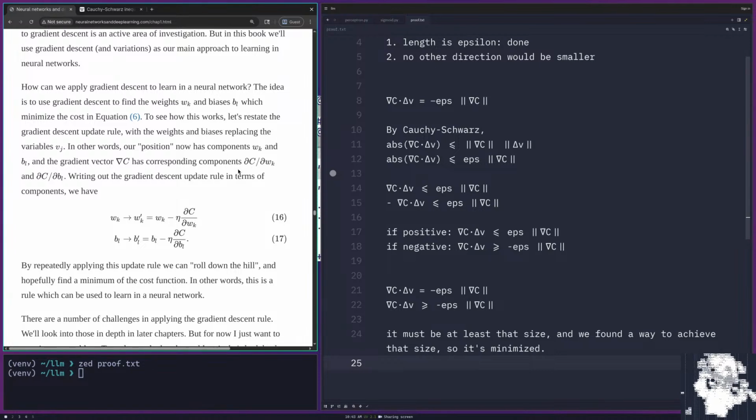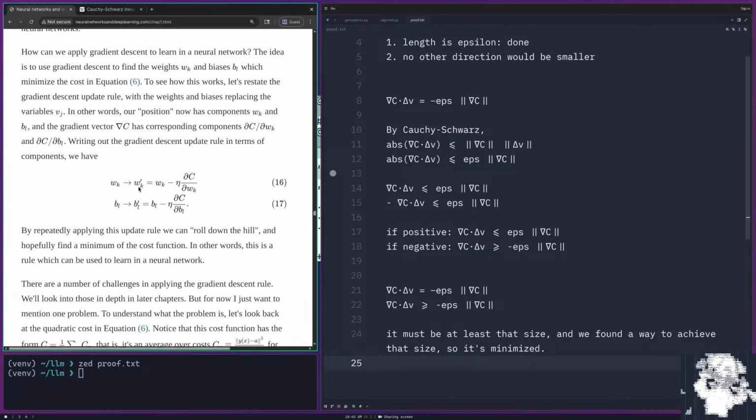Writing out the gradient descent update rule in terms of components, we have Wk goes to W prime k, which is equal to Wk minus eta times the derivative of c with respect to Wk. Bl goes to B prime l, which is equal to Bl minus eta times the derivative of c with respect to Bl.